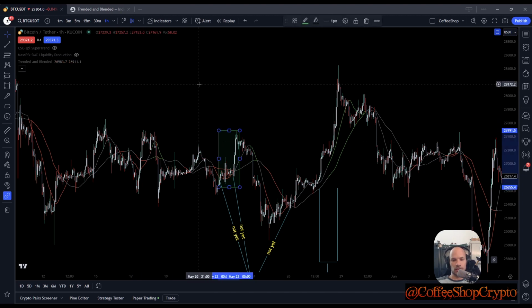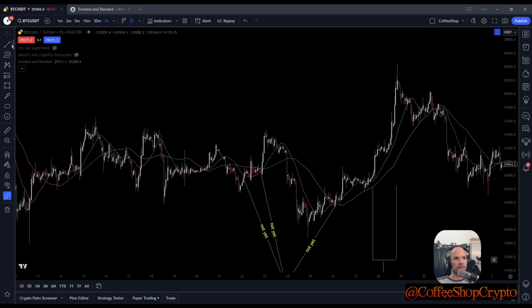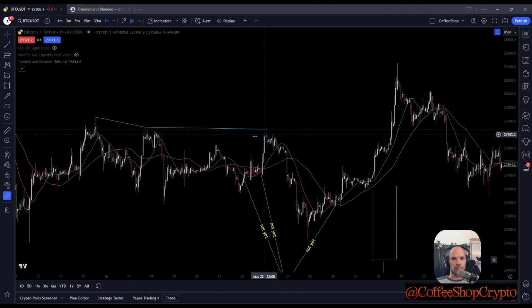So if I take this off, watch carefully. You have a high here and a high here, right? Okay. Well, this high is higher than this high. You can see, let me just draw a horizontal line here. There, see?